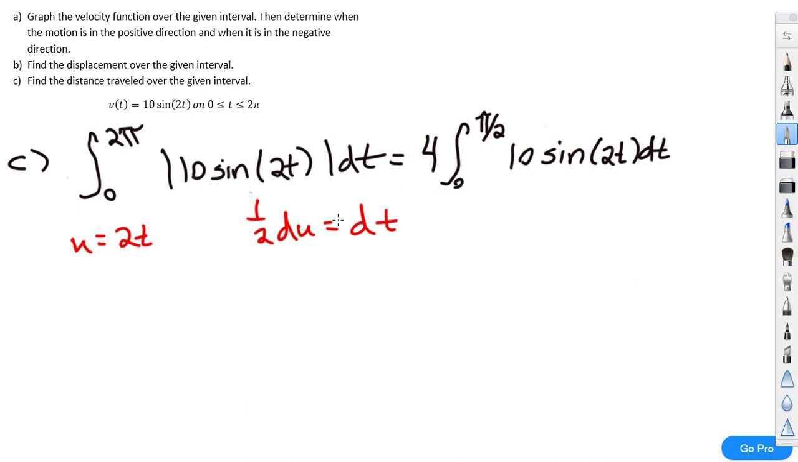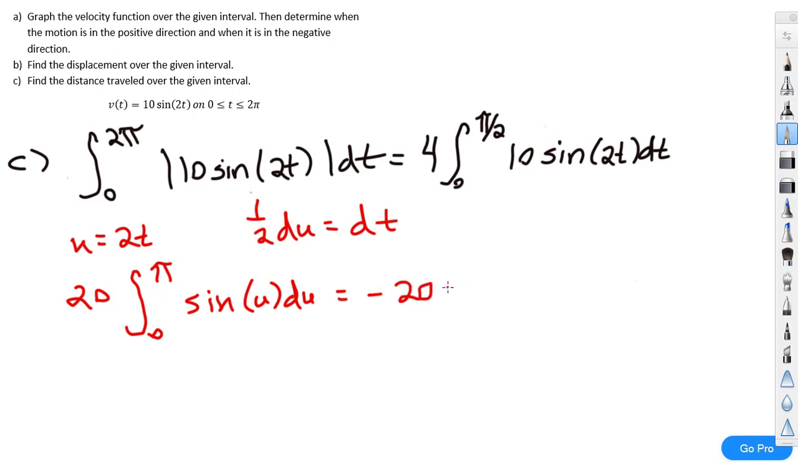So let's see, if I plug 1/2 du in for my dt, that'll become 5 du, and that'll become 20. And then this lower bound will still be 0. If I plug pi over 2 in for t here, my new upper bound would be pi. And this would be sine of u du, which would be negative 20 cosine of u. We need to evaluate that from 0 to pi.